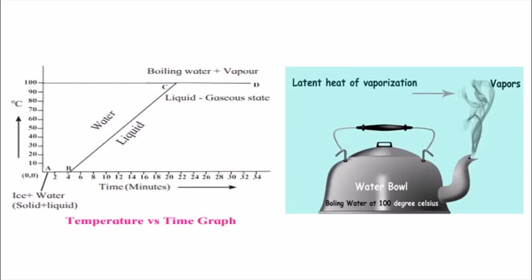Now at point B, all the ice which was in solid form gets converted into liquid form, and after that the heat is absorbed by the water and the temperature starts to rise. The temperature will start to rise from 0 degrees Celsius. Slowly it will gain all the heat and become 100 degrees Celsius. So from 0 degrees Celsius it rises to 100 degrees Celsius, and in the graph, BC denotes that the temperature is rising.